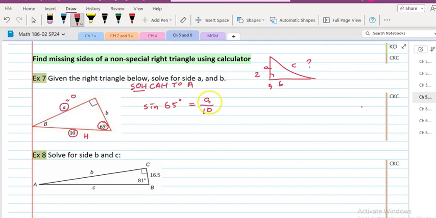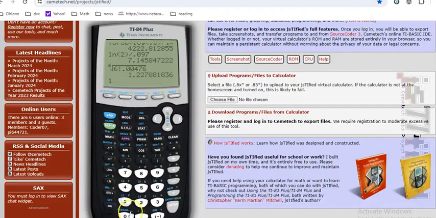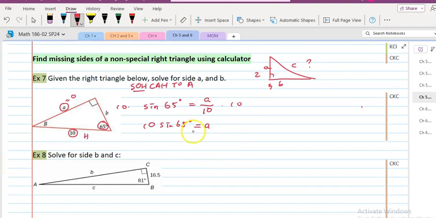So this is an equation that has only one unknown. I can solve it by multiplying by 10 on both sides. So A would equal 10 times sine 65. So you go to your calculator and turn it on. Okay, make sure your mode is switched to degree, because when solving triangles, this is degree mode. And then you say 10 times sine 65, and we'll get the other side, 9.06. Let's do two decimal places. A equals 9.06. That is A.